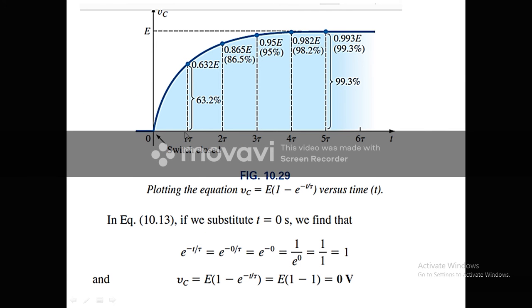So 0.632 times the voltage has appeared. At 1 tau, 63.2% of the voltage has appeared across the capacitor, which is very rapid. In just 1 tau we have 63.2% of the total voltage, and in the remaining 4 taus we are just reaching the remaining 100 minus 63. So at the start the process of charging is very rapid, and later on it slows down.